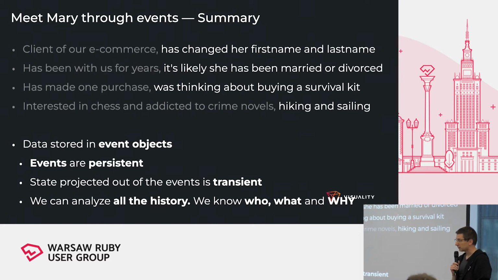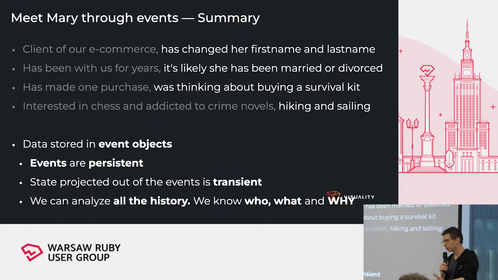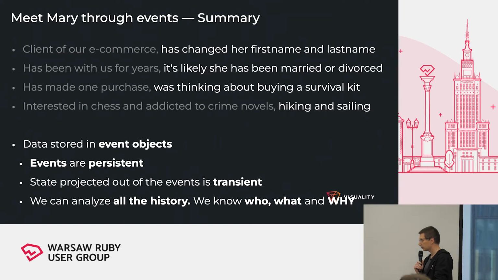Now, data is stored as event objects, and those events are our source of truth. Those are persistent. We can always take all those events and project them to figure out what's the current state. If we add all the events from the history, we can conclude what's the current state. So we can come up with something similar to what we used to have in a relational database. But now we can analyze the entire history of what has happened over the years.